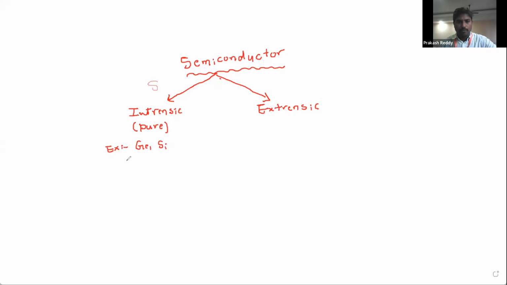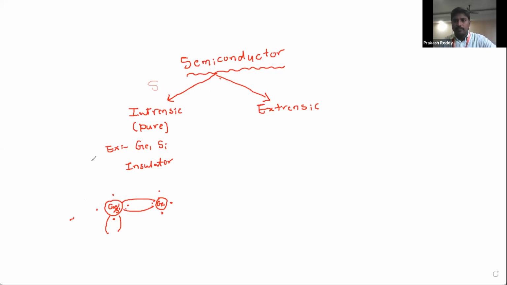When they are in the pure form, at low temperatures, intrinsic semiconductors act as an insulator. Why? Because when we see the configuration of germanium and silicon, both have 4 electrons in the outermost orbital. All the 4 electrons participate in the covalent bonding, so all the electrons are tightly bonded. That's why it acts as an insulator.